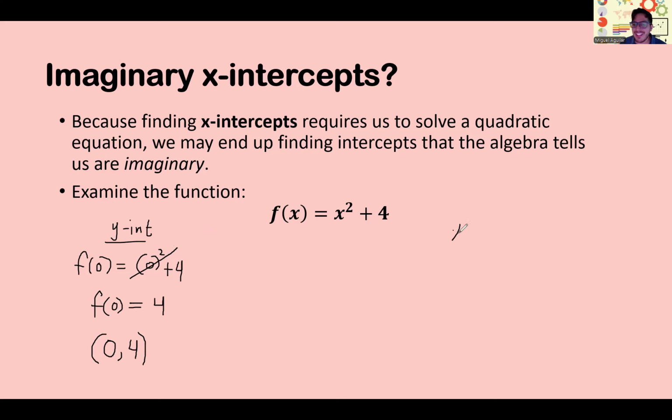Then when we try to find the x-intercepts, right? We have to take this function x squared plus 4 and set that whole shebang equal to 0. How do I solve this equation?